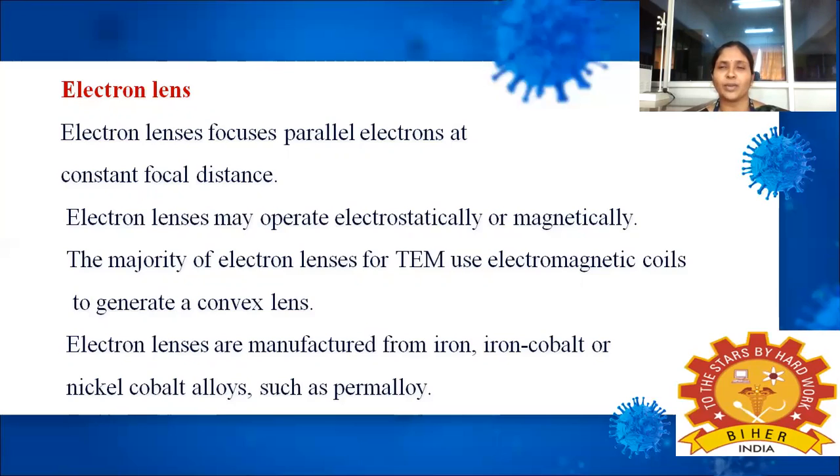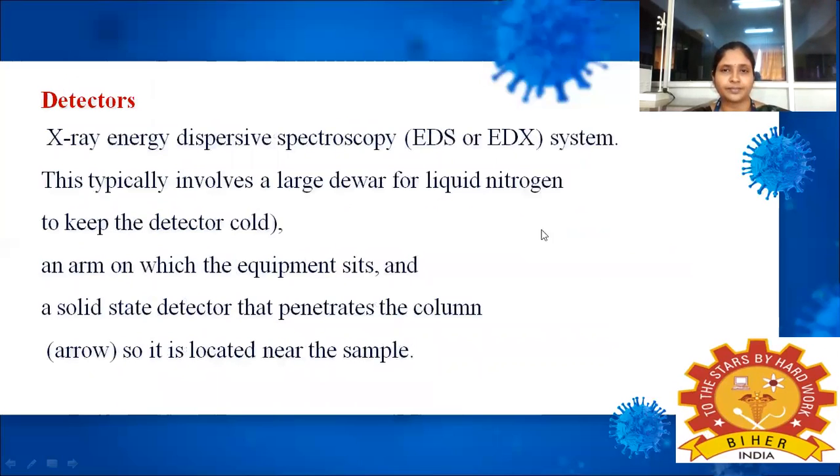But in the case of light microscopy, we have optical systems made up of optical lenses, which help in capturing the light energy. Here, for electron microscopy, it is designed specially to capture the electrons, using these iron cobalt or nickel cobalt alloys.